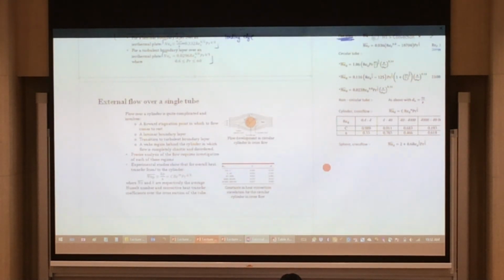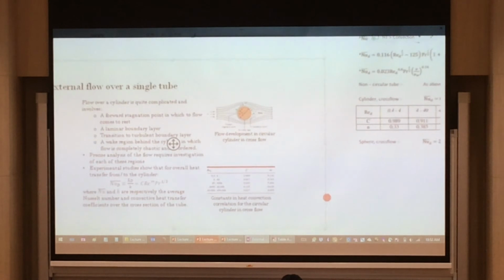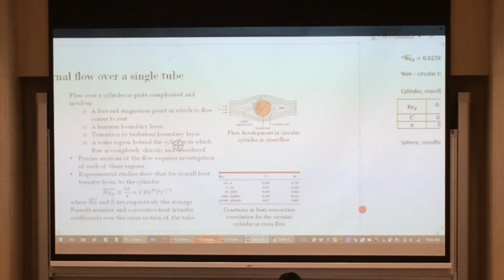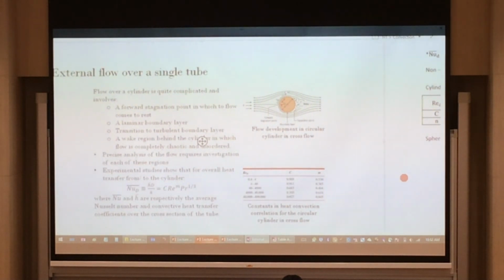Now there's also external flow over a single tube. And this part here is interesting in the sense that there's one point, if you have a tube over here, and this is what we call cross flow.